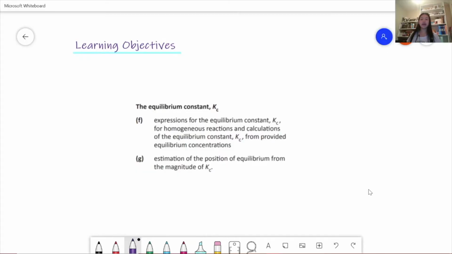Today we're going to be learning about the equilibrium constant Kc. And so the first learning objective is to learn the expressions for the equilibrium constant for homogeneous reactions and calculations of the equilibrium constant from provided equilibrium concentrations. And then we're going to estimate the position of equilibrium from the magnitude of Kc.